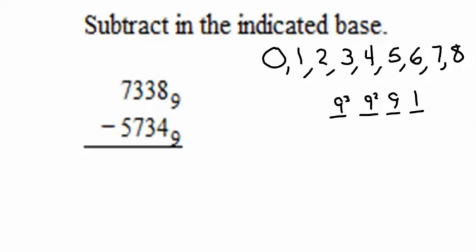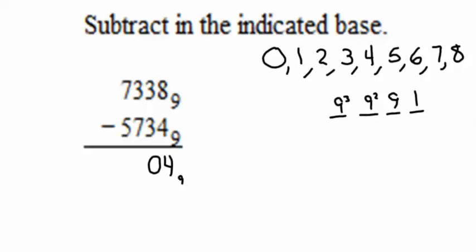So over with this subtraction problem, we have 8 minus 4. Well, 8 minus 4 is just going to be 4. Again, our answer will be in base 9. 3 minus 3 is 0 in any base system. But when we go 3 minus 7, we cannot do that because we would end up with a negative number. So we have to regroup or borrow.